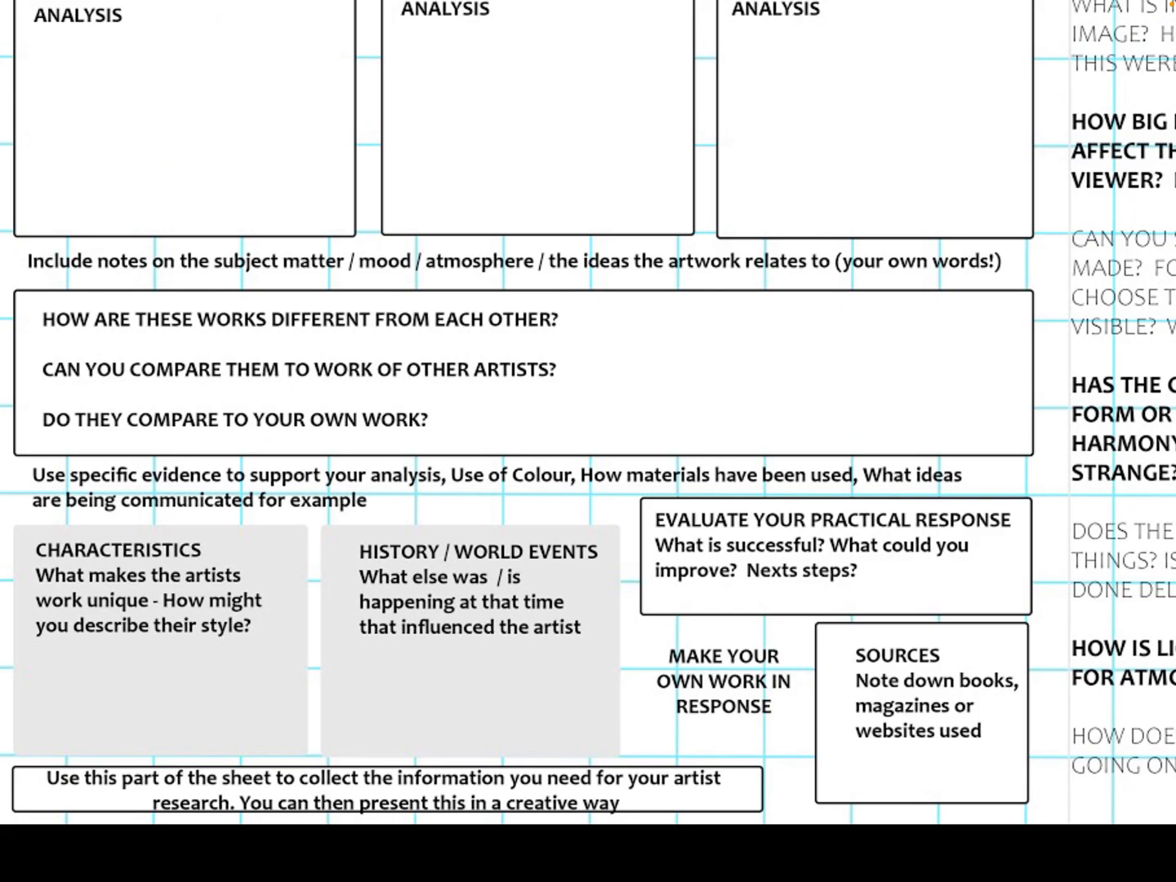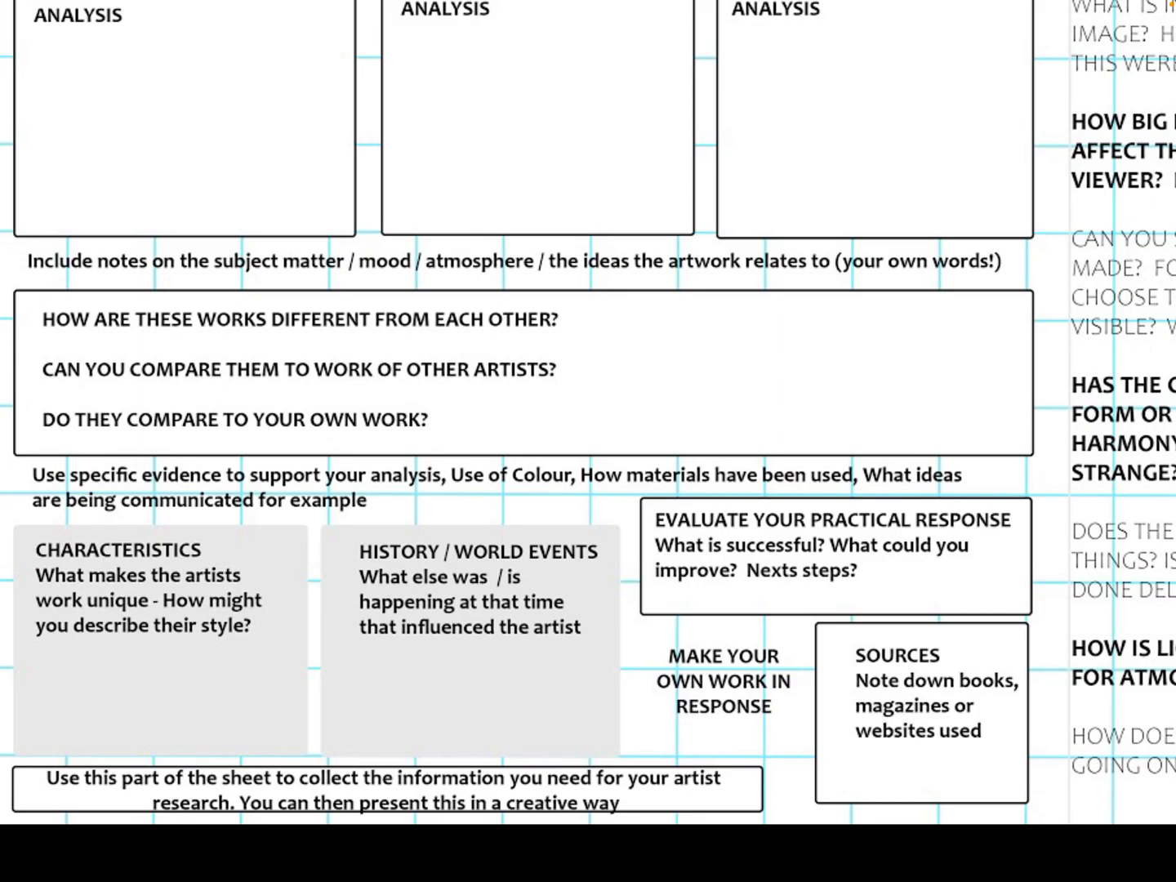So how are these works different from one another? Can you compare them to work of other artists? How do you compare them to your own work? You can use some specific evidence to support your analysis, use of colour, how the materials have been used, what ideas are being communicated, for example. The characteristics. What makes the artist's work unique? How might you describe their style?